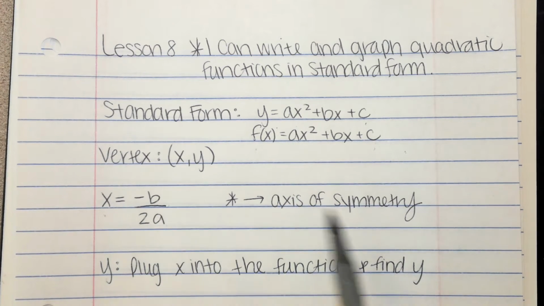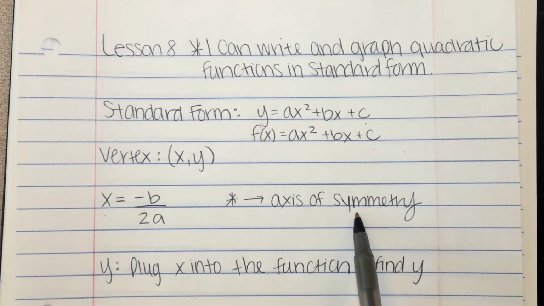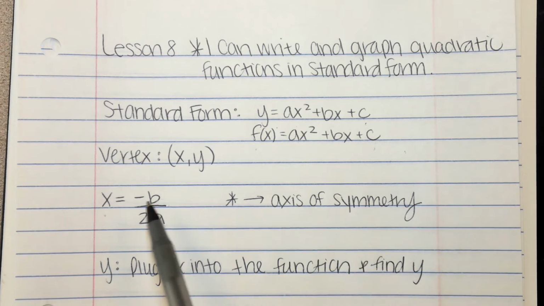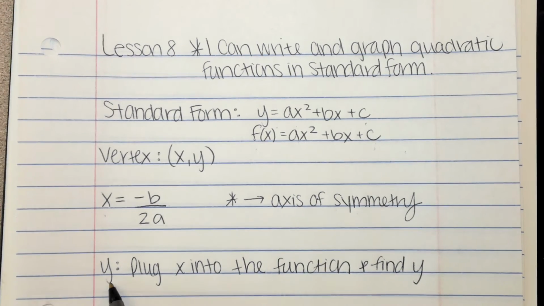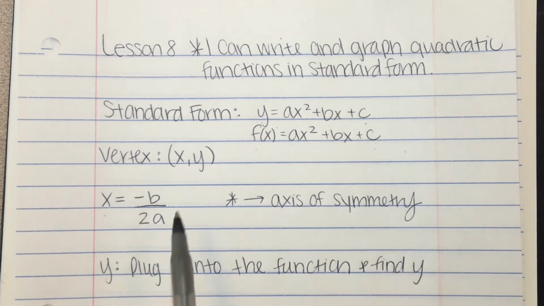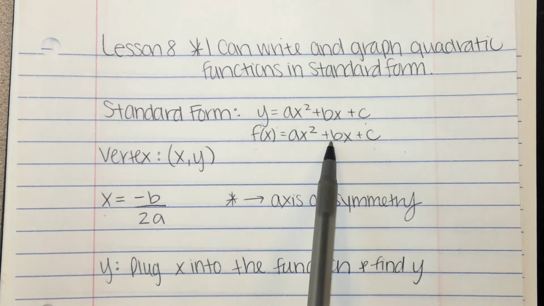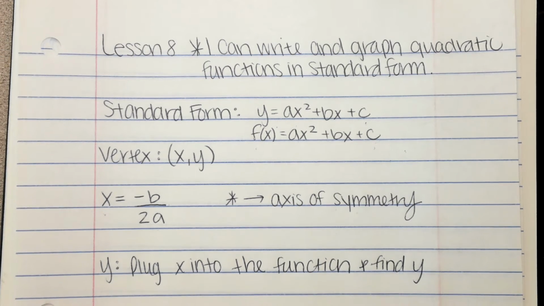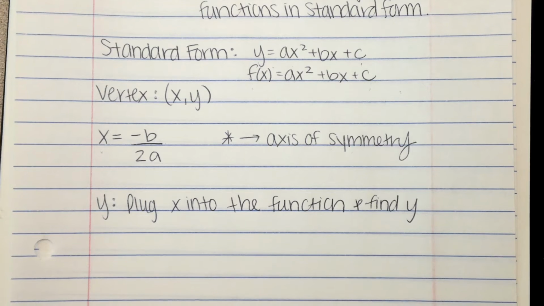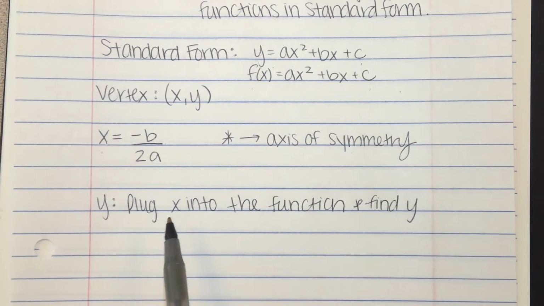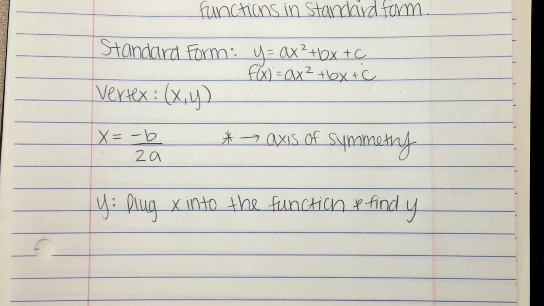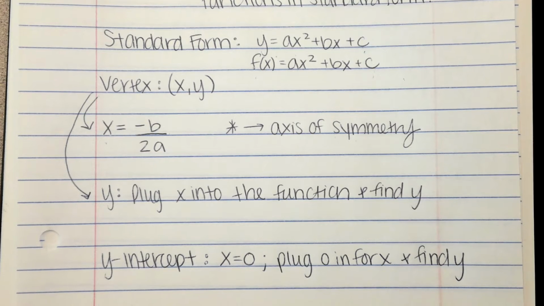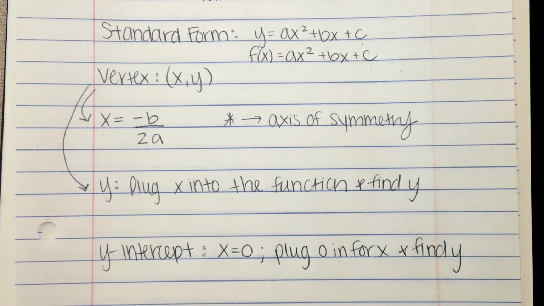X equals that value is also your axis of symmetry. Okay, just like before, you take the x from the vertex, and that gives you your axis of symmetry. And then to find y, you just take whatever you got for x, plug it into the function, and find y. And I'll show you how to do both of those things, but they're fairly easy. Once you find x and y, you can make an ordered pair or coordinate point, x comma y, and that is your vertex.